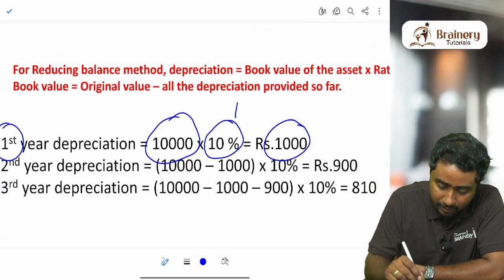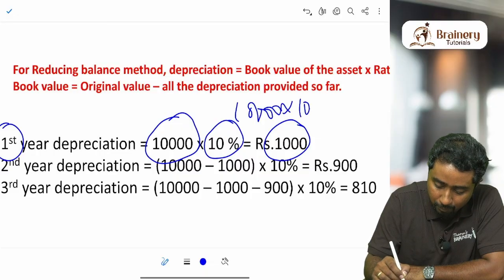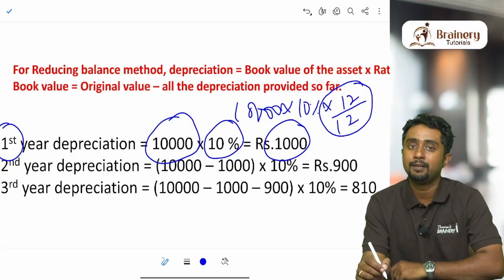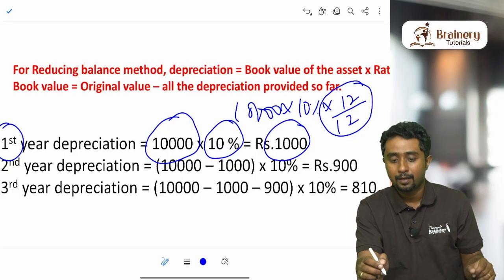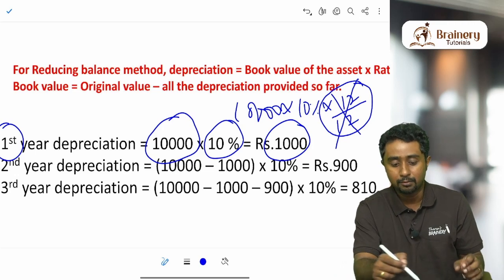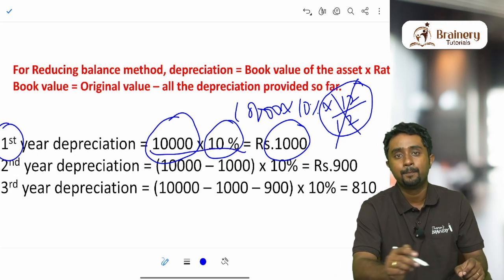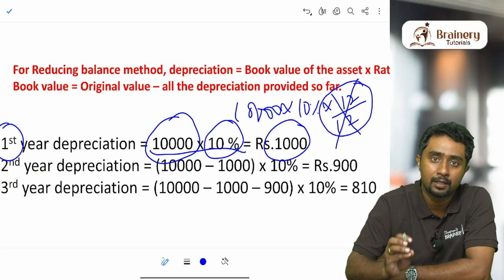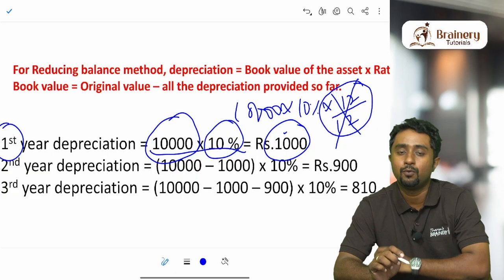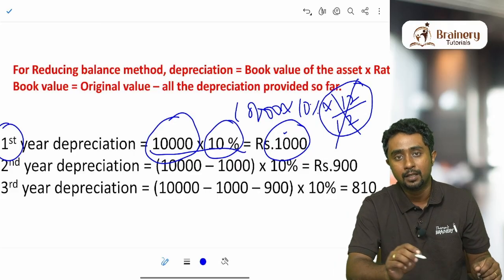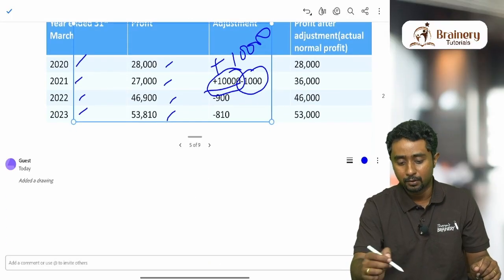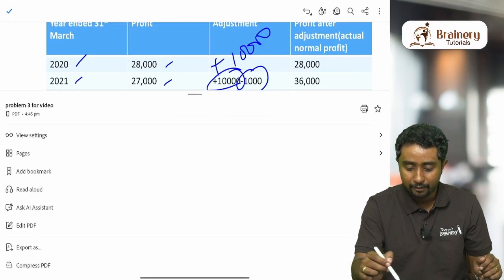That is why I have calculated for the entire year by this formula. Basically it means like this: 10,000 into 10% into 12 by 12. What is the 12 by 12? 12 by 12 is the number of months, April 1 onwards till March 31st, which will give you 1. That is why I didn't mention it especially in this calculation. So depreciation is an amount that we calculate on the basis of time. So as we got 1,000, what are we supposed to do with this 1,000? We have to go back to our profit and loss account and we have to remove it. Remove it means what? Deduct it. That is why I have deducted how much?